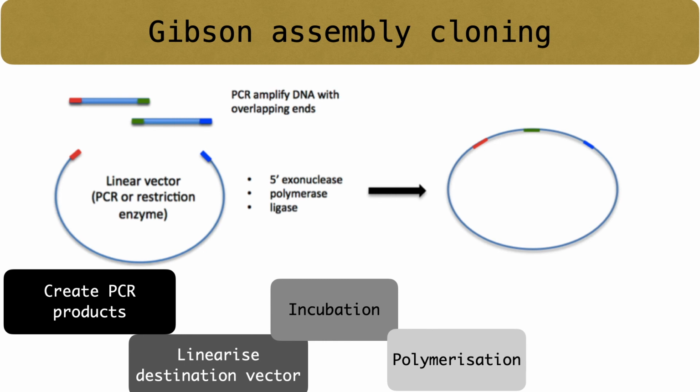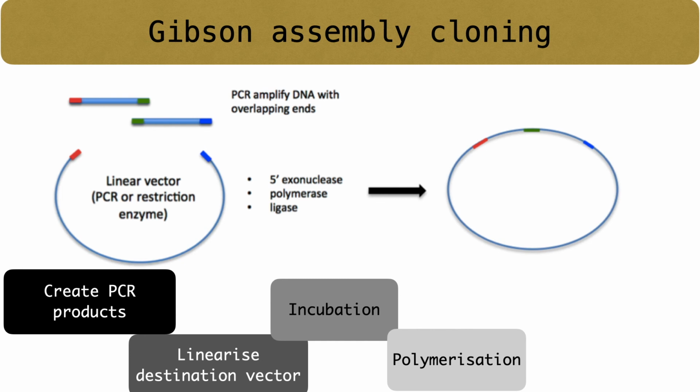It's so easy. To experiment, we have to make a PCR product for our gene of interest, and we have to linearize the vector. But we have to take care: we have to use specific primers for both the vector and the gene of interest to create the same overhangs. So it creates the homology between them. The only thing we have to consider is that we then incubate with T5 exonuclease, and do the polymerization and ligation.